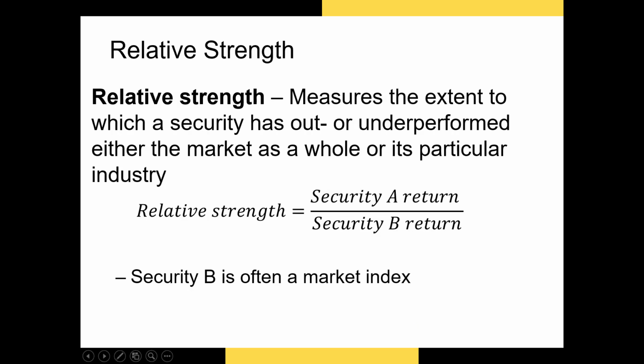All right, now let's talk about relative strength, or the relative strength index. Relative strength is a measure that looks at the extent to which a security has either outperformed or underperformed some other security or the market as a whole. Our primary measure of relative strength is typically the return of security A divided by the return of security B. And usually when we calculate this, security B is going to be a market index. Usually this is also going to be the S&P 500 index. So let's take a look at this.